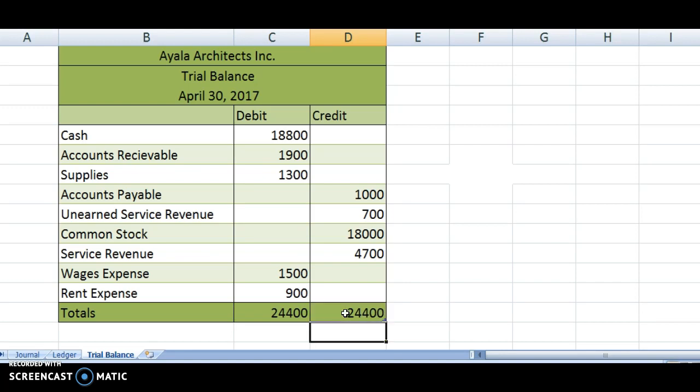Now this is important to make sure that the totals for your debit and your credit do equal, because for every transaction you are supposed to affect a debit and a credit. So this is how we know that we have done everything right.